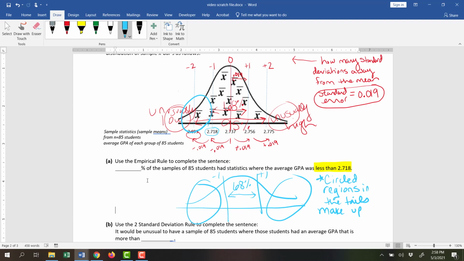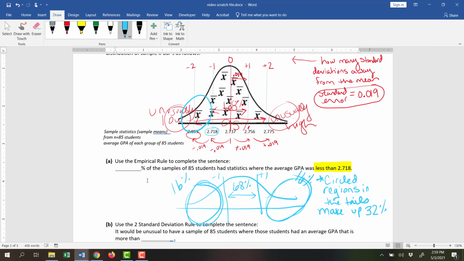Notice that 68% of the data falls within one standard deviation of the mean. That means outside of that range, in these circled regions on the left and right, would be 32% of the remaining data, right? 100% of the data is under the curve. There's 68% between that little range. That leaves 32% on the outer tails. So if you split that in half, that means that 16% of it would be down here, and the other 16% would be up here. 16% and 16% makes up the 32%.